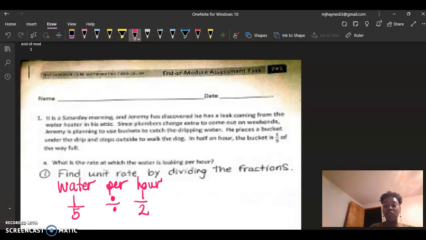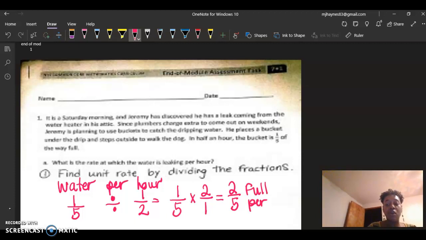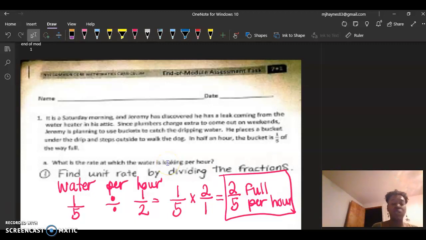So how do you divide fractions? You multiply by the multiplicative inverse, or in shortcut speak we say flip. But that flip is actually called a multiplicative inverse. So I'm going to do 1/5 times, flip it, 2/1, multiply straight across, and I get 2/5. So the unit rate is 2/5 full per hour. So every hour is filling up 2/5, then another 2/5, then another 2/5. Take a second and read 1B.